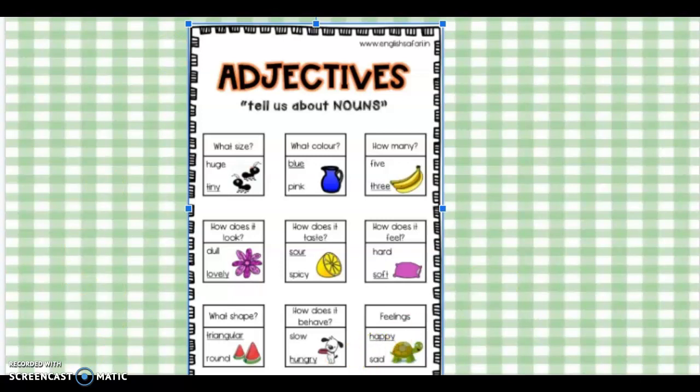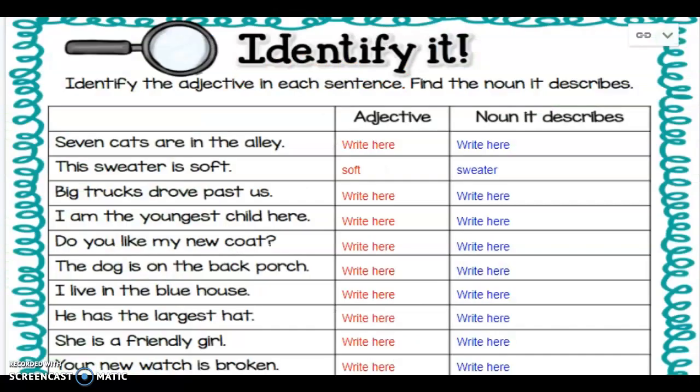As we do our assignment today, you are going to have sentences where you have to identify the noun in the sentence, and you also have to find the adjective that describes it. We're going to do the second one right here because I think it's the hardest on the page. The second one says, this sweater is soft.